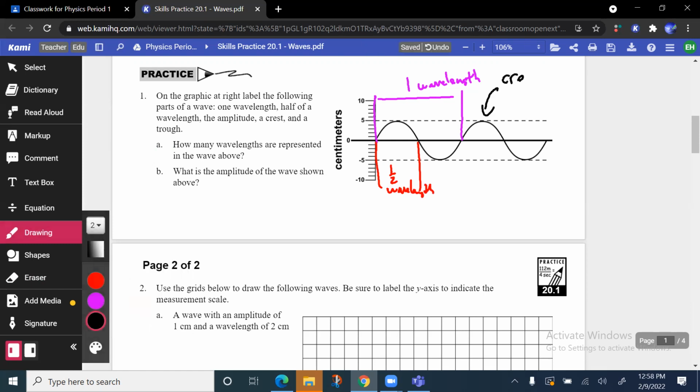Top part of the wave would be the crest. Bottom part of the wave would be the trough. The amplitude would just simply be the distance to the highest or lowest point from equilibrium. What is the amplitude of the wave above? Well, the distance from 0 either way would be 5 centimeters.